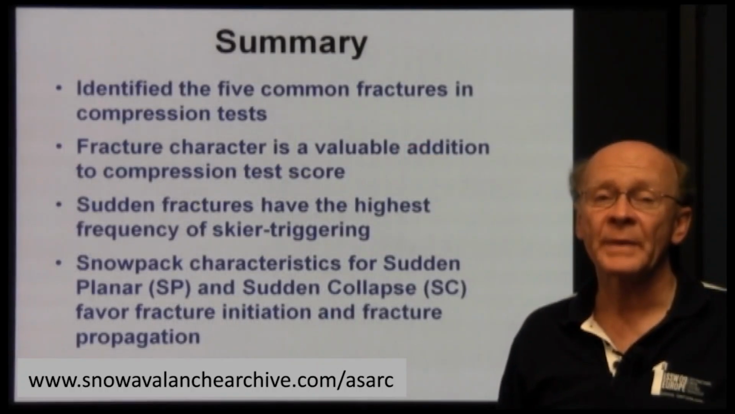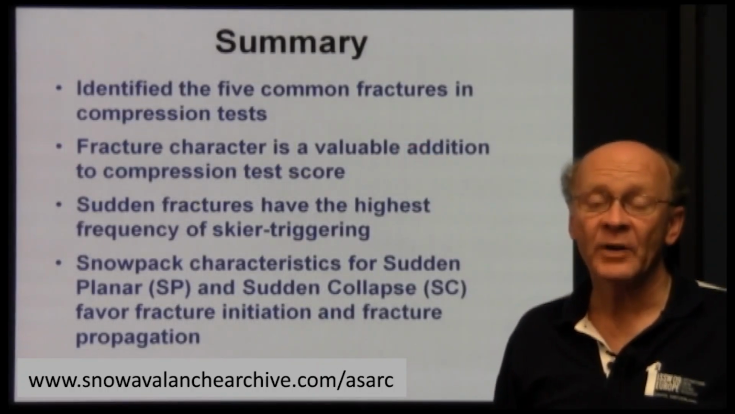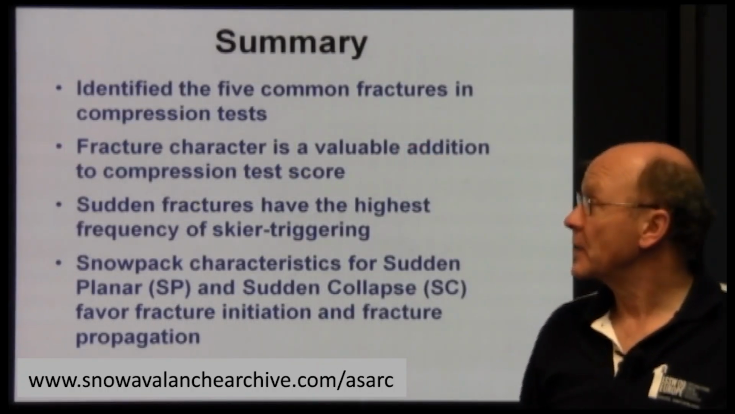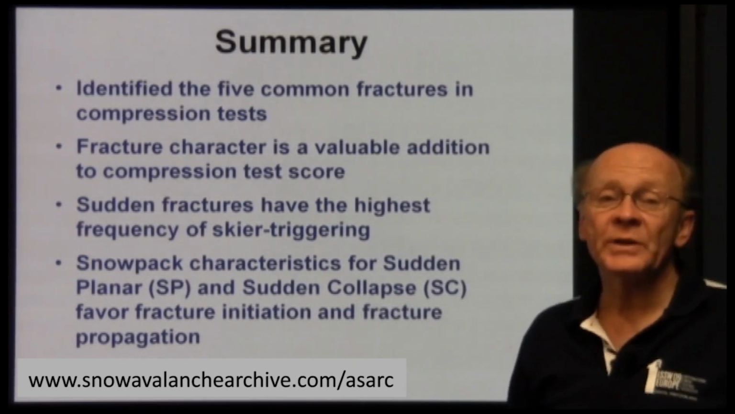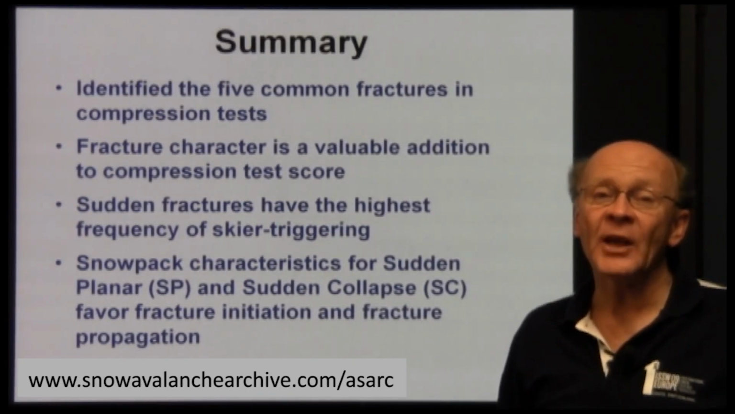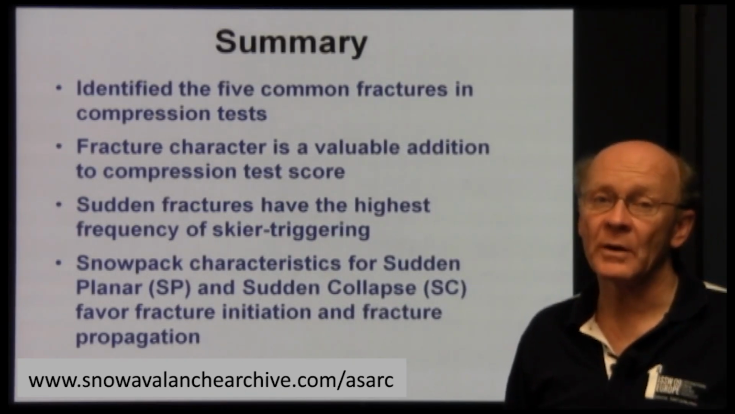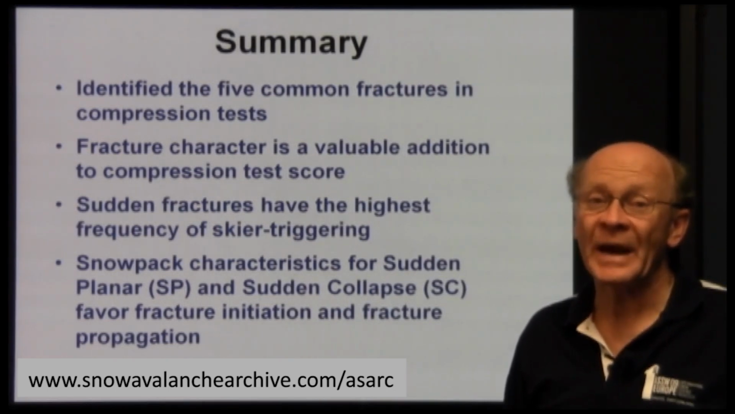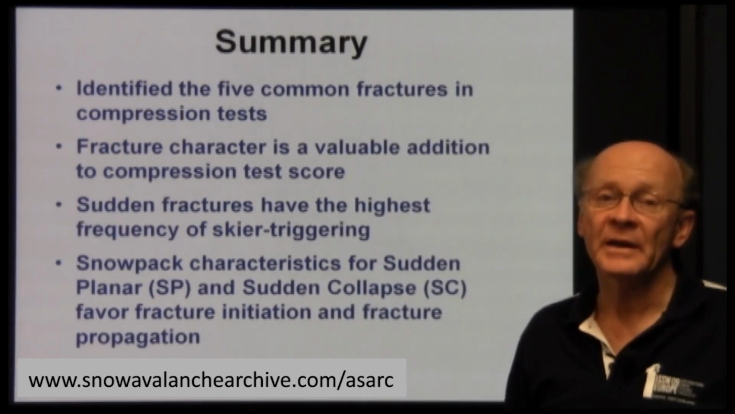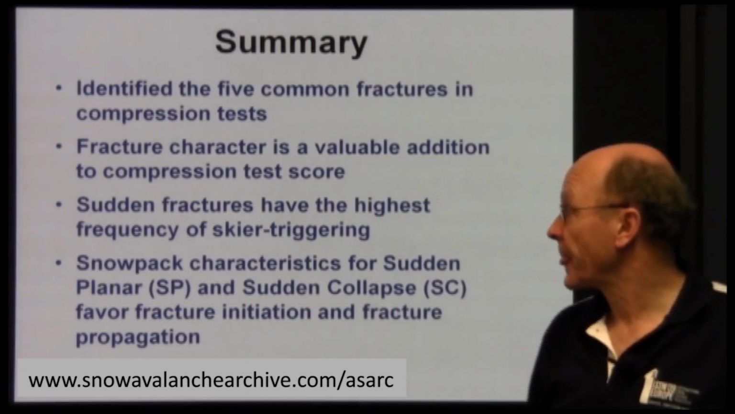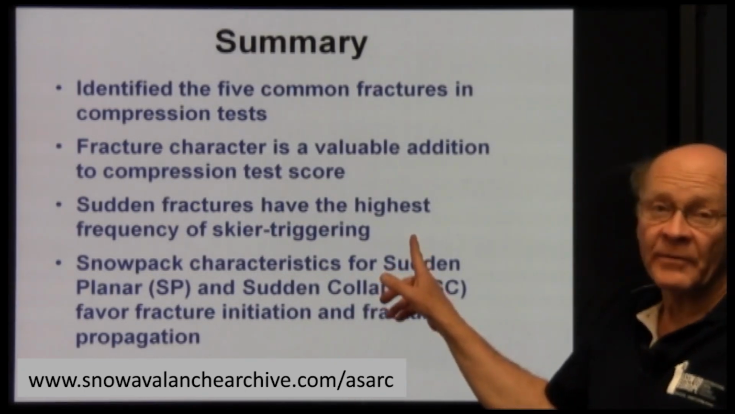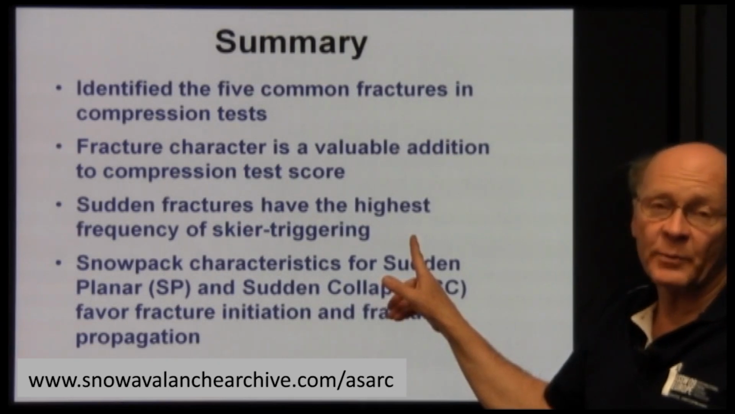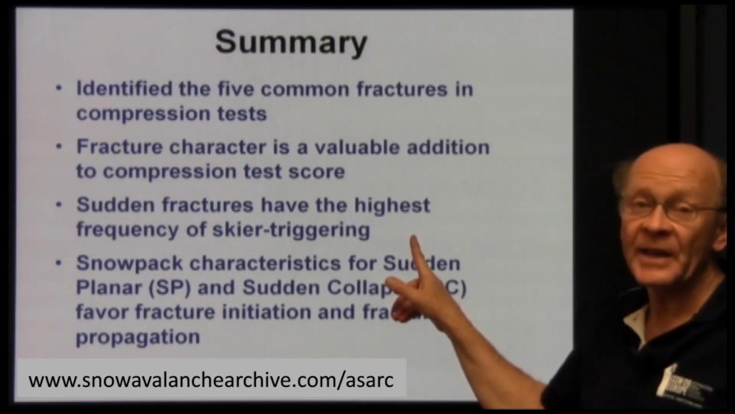So, in summary, Alec identified 5 common types of fractures in compression tests. He showed that the fracture character is a valuable addition to the compression test score, but keep in mind that no single compression test or any point observation of the snowpack is a foolproof indicator of whether skier triggering is likely or not. We saw that sudden fractures, that is, sudden planar and sudden collapse fractures, had the highest frequency of skier triggering.